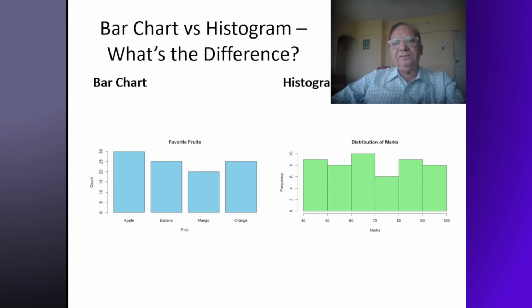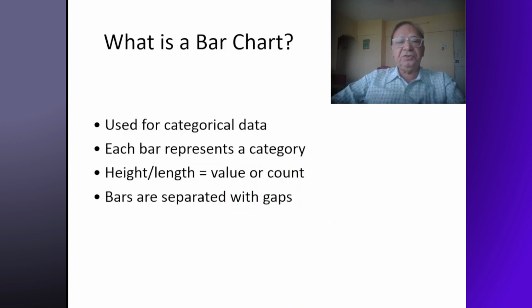Let us understand the differences between bar chart and histogram. What is bar chart? It is used for categorical data. Each bar represents a category. It shows height, length, value or count. The height of the columns will be values or counts. Bars are separated with gaps.